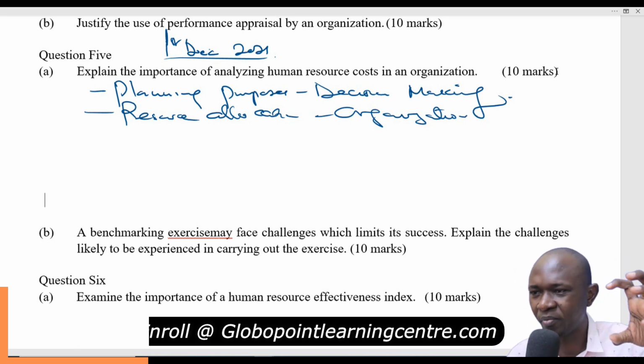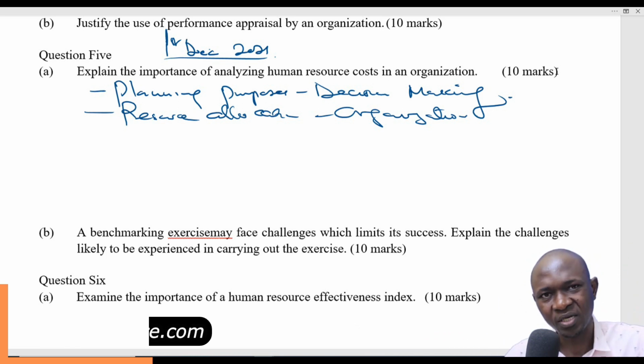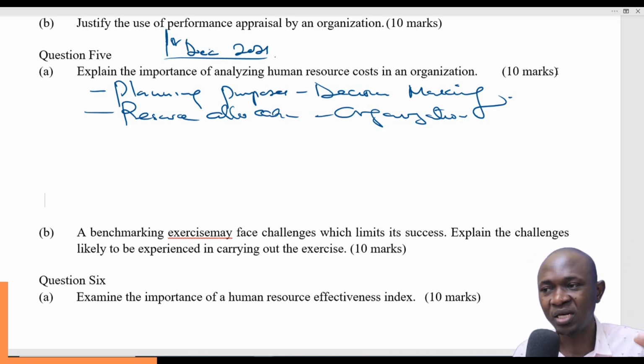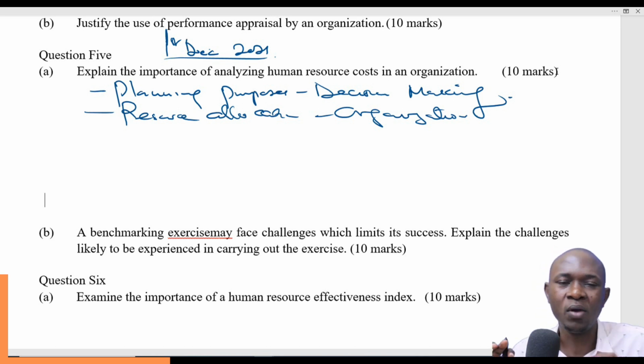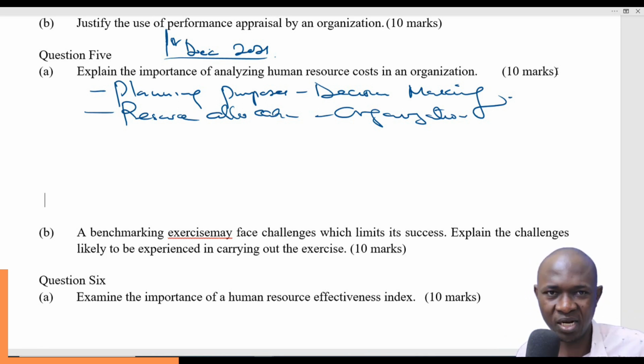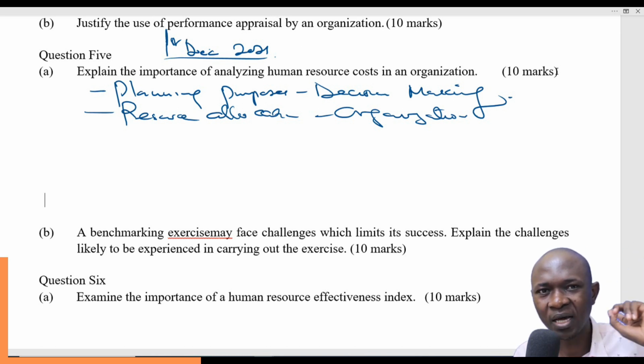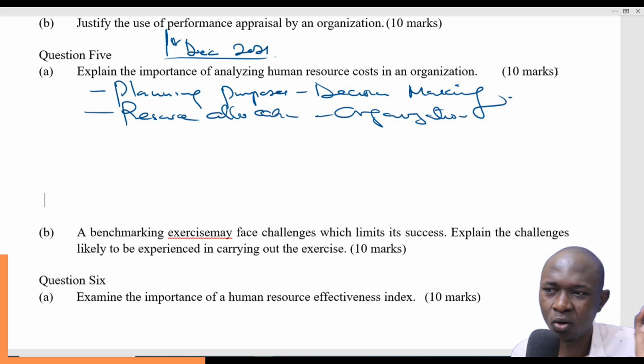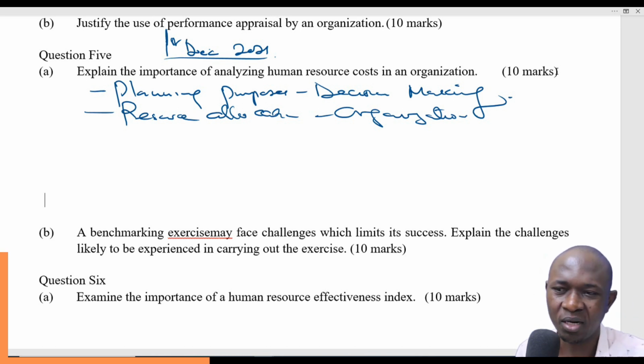So we have planning purposes. Planning is just predicting the future with some level of certainty, especially if you have objective facts with you that can help make the decision. And then resource allocation, or organizing, is where we allocate the resources to the various departments in the organization for utilization in achieving the goals of the organization. So one of the key importance of analyzing human resource costs is that it helps us to predict the future with some level of certainty, and then after doing that, we can allocate resources based on the analysis that we got from the human resource cost.